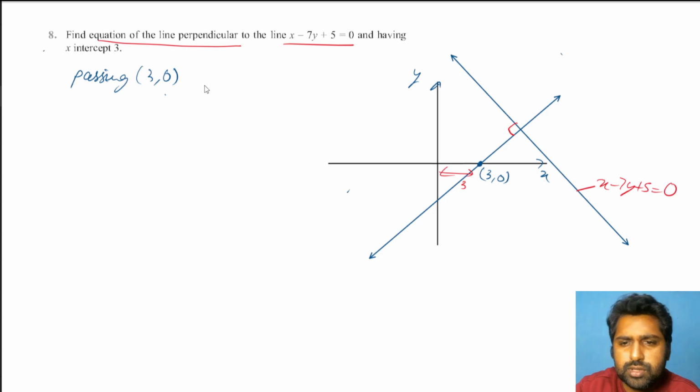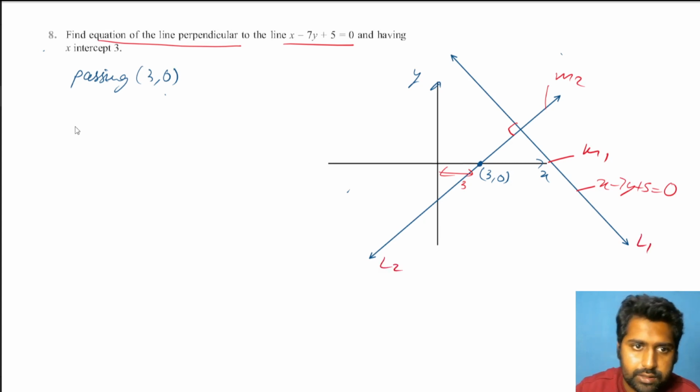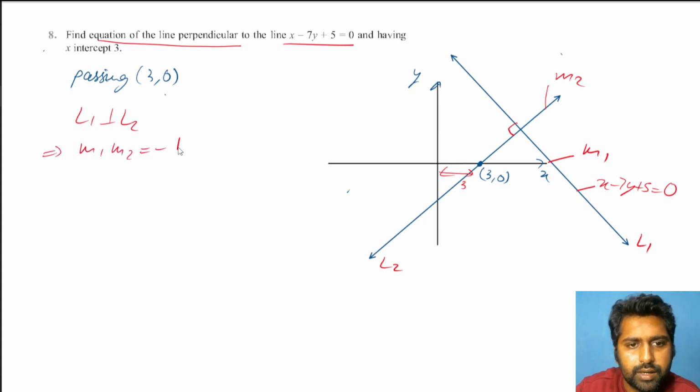If only we know the slope of this, we can easily calculate. Same thing we have to do. Consider this slope as m1, consider this slope as m2. This line L1 is perpendicular to this line L2, which implies m1 m2 equals minus 1. The condition of perpendicular lines. Just solve it. How will you get m1? As quickly as possible: negative of coefficient of x, 1, divided by coefficient of y, which is minus 7. So 1 by 7 into m2 is equal to minus 1. You get m2 as minus 7.